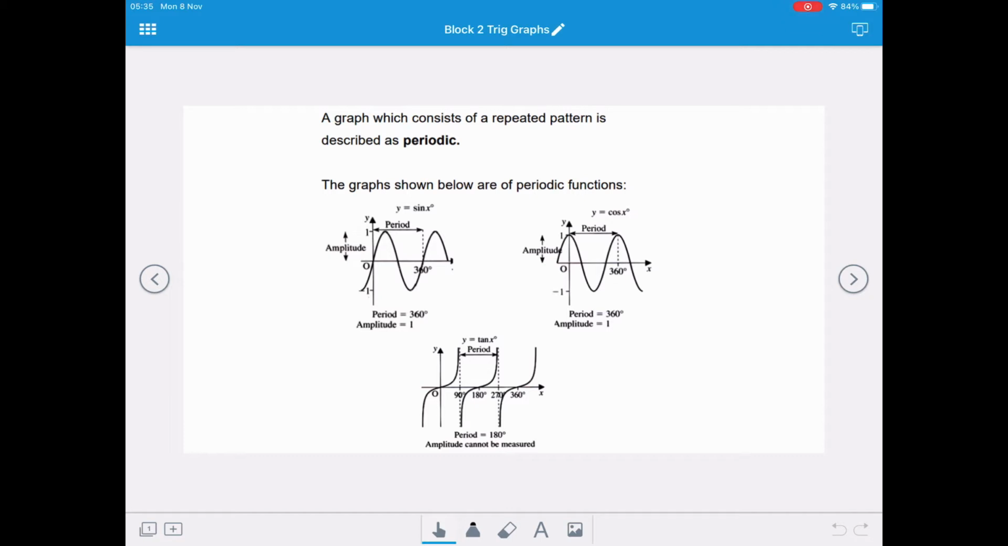Our tan curve is slightly different. It has asymptotes at 90 degrees and 270 degrees. It doesn't have an amplitude defined because it tends towards positive and negative infinity as it goes towards those asymptotes, and its period is 180 degrees because it repeats every 180 degrees rather than 360. There are two full waves in 360 degrees.